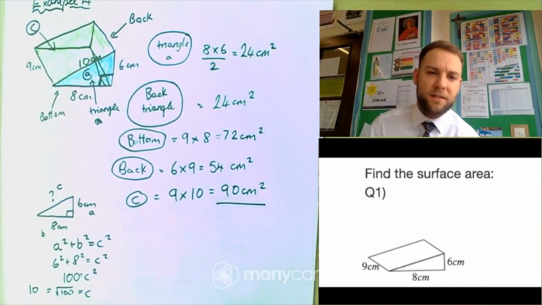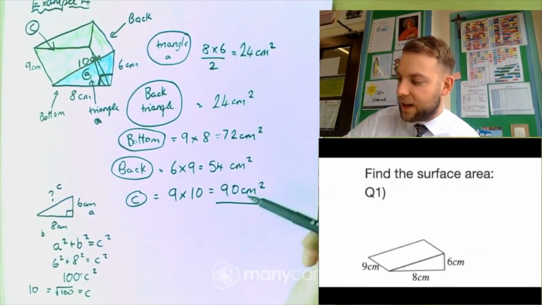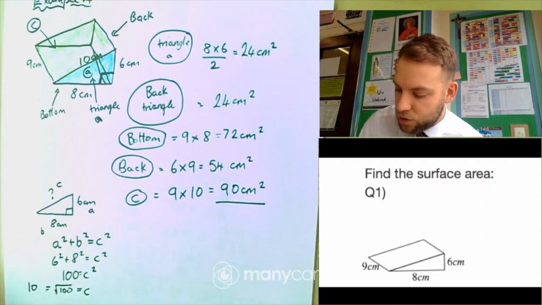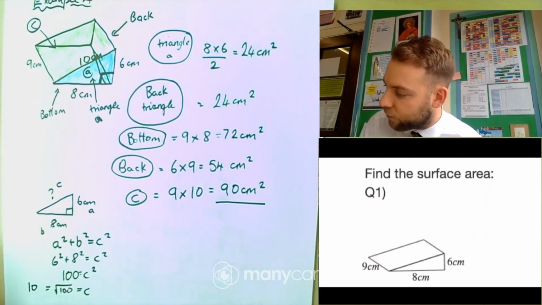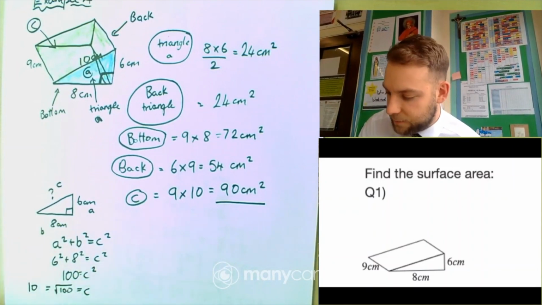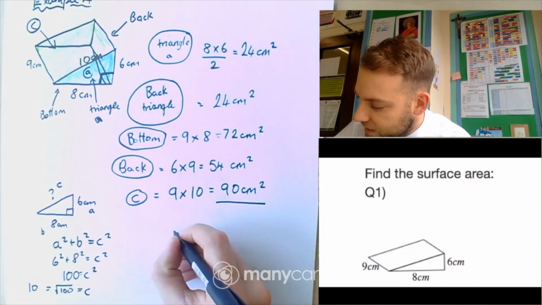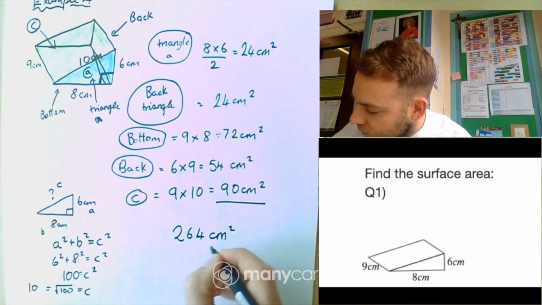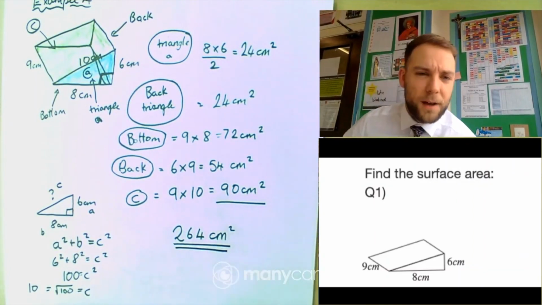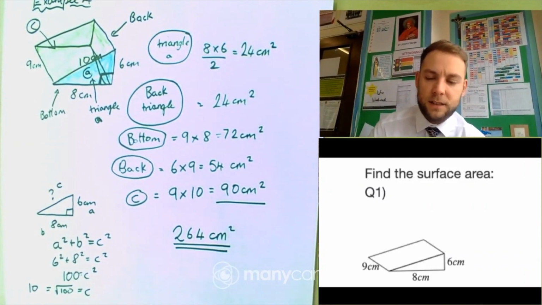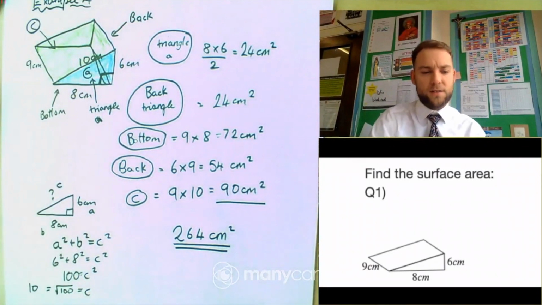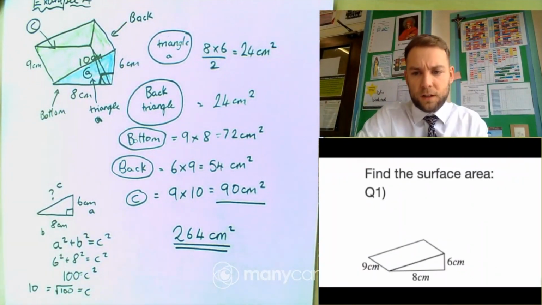Last thing we need to do to work out the surface area is add all these faces together. So 24 plus the 24 at the back, plus the 72, plus the 54, plus the 90. So the total surface area of this is equal to 264 centimetres squared. So that is a little bit harder, okay? That's that one done. So let's have a go at practicing some of these now.